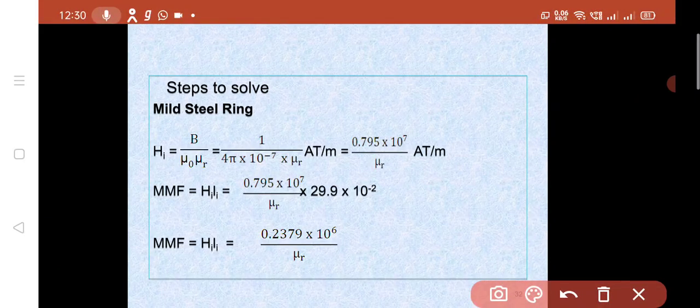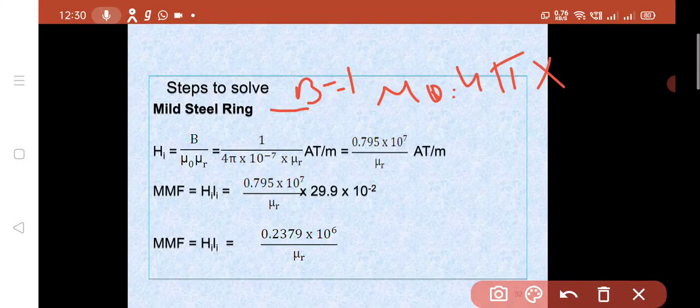So steps to solve. Mild steel ring. First one is Hi is equal to B by mu naught mu R. B is equal to 1. Mu naught value is 4 pi into 10 to the power of minus 7. So Hi is 0.795 into 10 to the power of 7 by mu R ampere turns per meter.